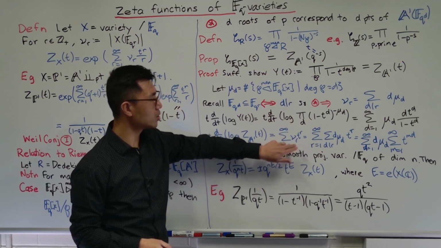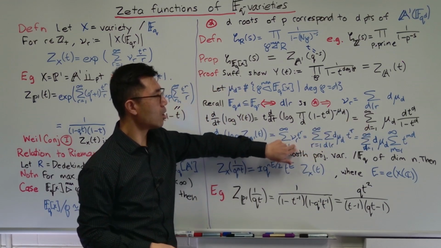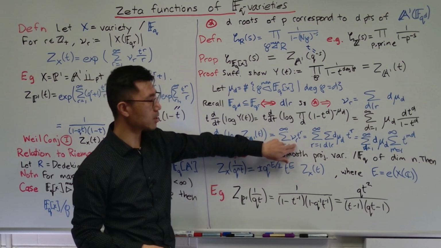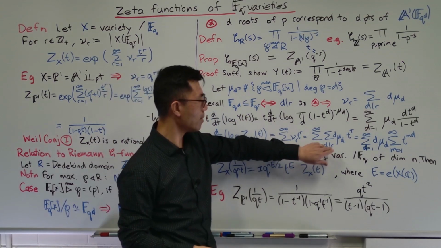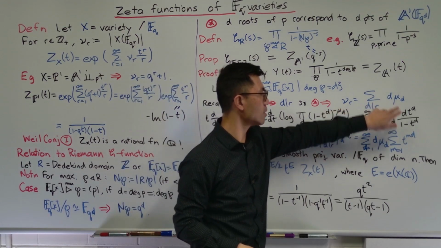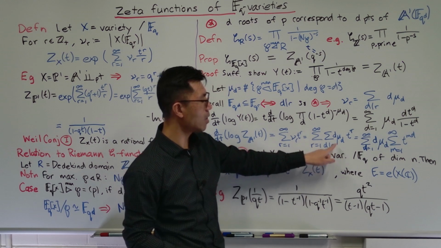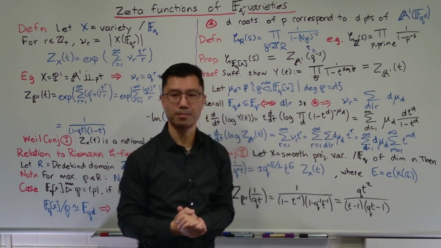And now remember, you want to equate this with this. Okay, so how do you swap the nu's for the mu's? Okay, so nu r equals the sum over all divisors d of r of d mu d. So you're going to replace the nu r with the sum over all divisors d of r of d mu d, times t to the r.